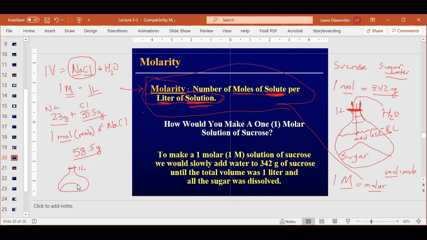And you'd weigh that out, and then you'd get a container that was measured to 1 liter, and you put the salt in there. Now, do you pour a whole liter of water in there? No. So you're going to add some water in here until the salt dissolves, and then fill it all the way up to 1 liter, and that gives you a 1 molar solution of sodium chloride. You can do that for anything. So when you're making any aqueous solution, you can do that.